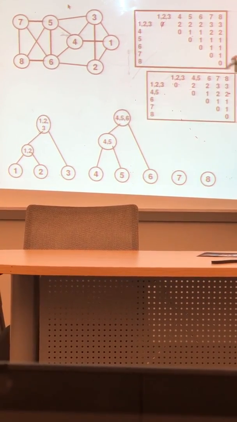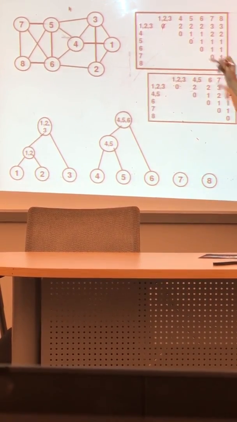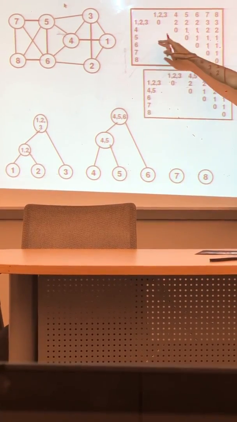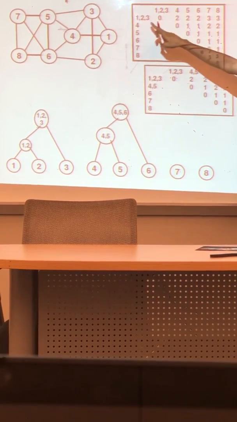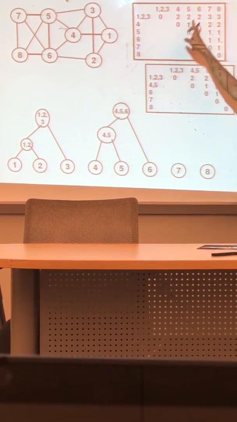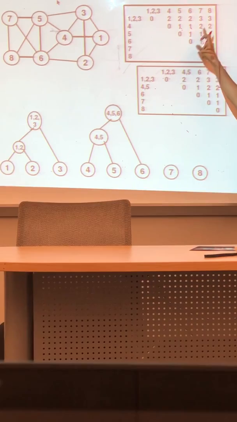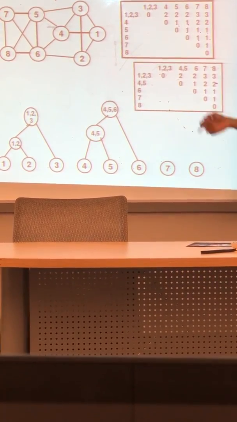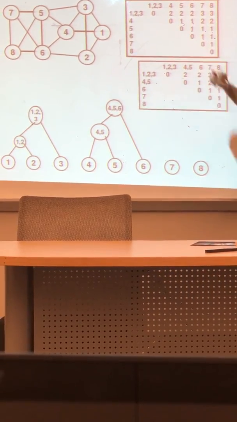Okay. Now you have several ones, and all these ones are between vertex pairs. 4, 5, 4, 6, 5, 6, 5, 7, and so on. So you can break the tie how? Arbitrarily. So just pick 4 and 5.